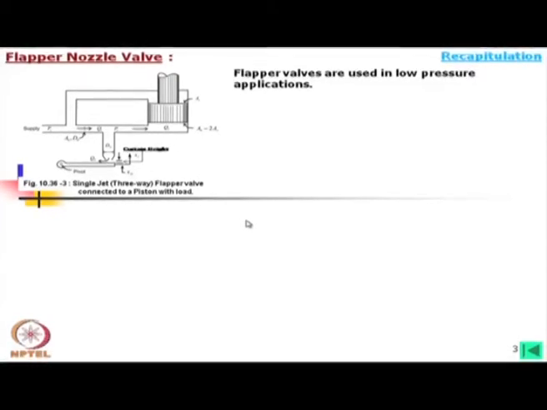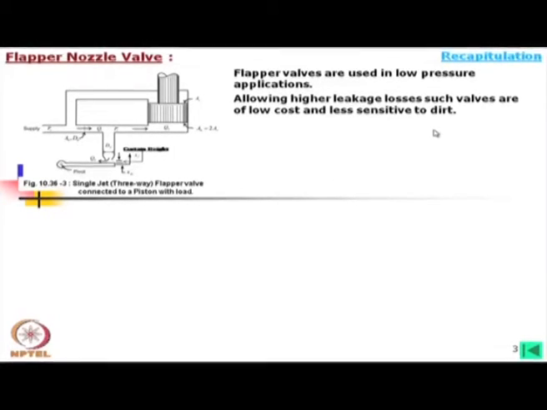Flapper valves are usually used in low pressure applications, where the pressure is relatively low. Now, it allows higher leakage losses, and such valves are of low cost and less sensitive to dirt. What is it? The most crucial problem in hydraulics is the dirt particles.